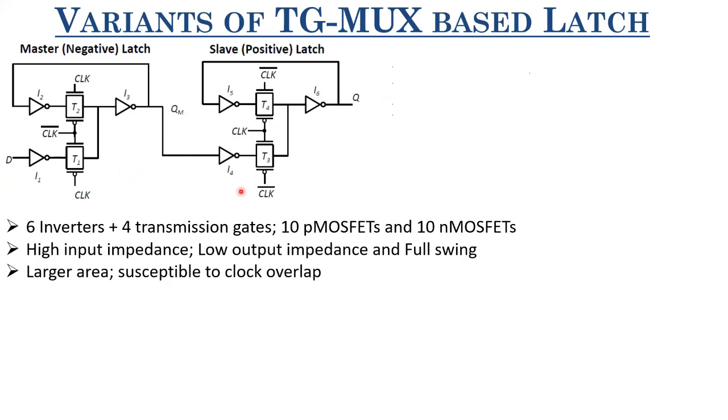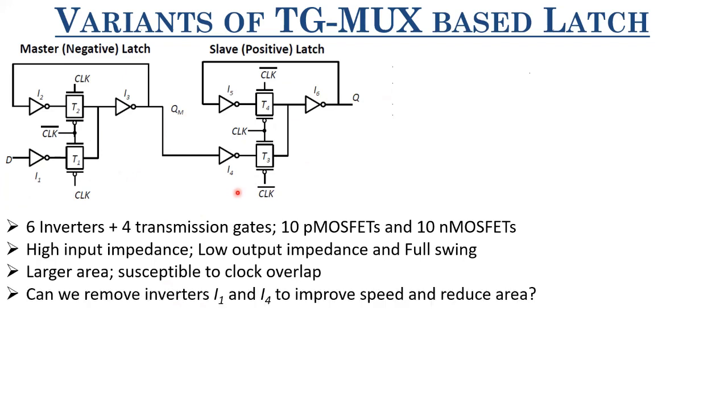Does it affect the functionality if we remove them? No. So the question is, can we remove them and improve the speed and reduce the area? Why improve the speed? Because these inverter delays will be removed. This inverter delay, we saw, came in the setup time. And I told earlier that in modern designs, the setup time and the register TCQ, the register delay, are two factors which influence your clock period. So if you can reduce the setup time by removing the delay of I1, then it would improve the speed. And since you are removing 4 MOSFETs by removing these 2 inverters, it is also reducing area.